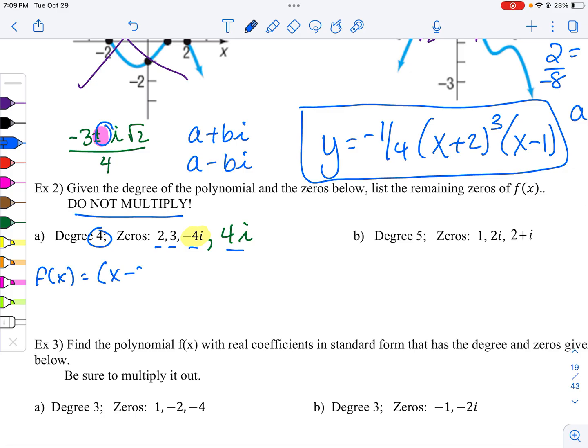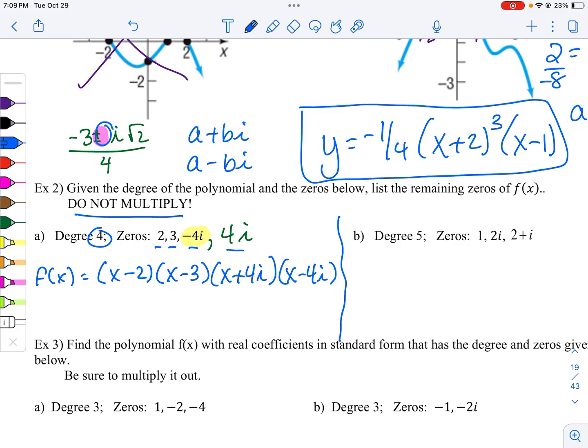It's got to be x minus 2 for the 0 of 2. It's got to be x minus 3 for the 0 of 3. It's got to be x plus 4i for the 0 of negative 4i. And then x minus 4i for the last one.